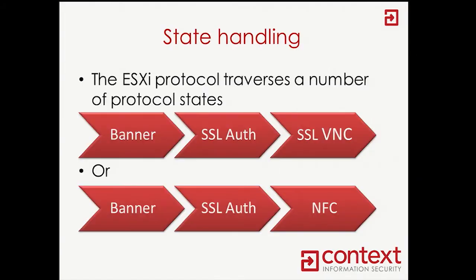So back to the slides. As I previously mentioned, and as we saw a little bit there, we've got quite a lot of protocol state we need to handle from within Canape. When one of these initial connections is created on this port 902, the server will send a banner. An SSL tunnel will be negotiated for authentication. That SSL tunnel will then be dropped, and a second SSL tunnel will be negotiated for the remote desktop VNC traffic. Alternatively, if we're using the network file copy, we'll just have a single SSL tunnel created for the authentication, and then that will be dropped, and the NFC traffic actually occurs over plain text.